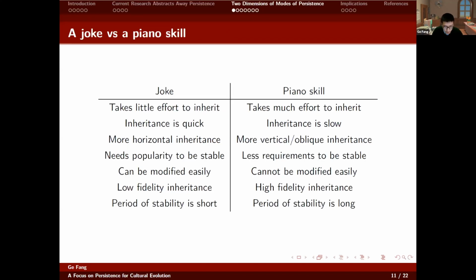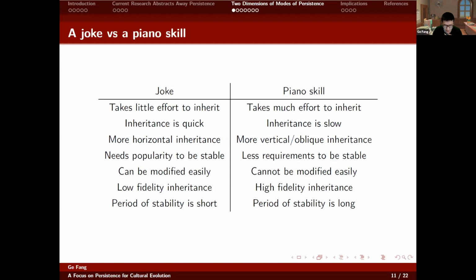Now that I have given a brief overview of how the current cultural evolutionary studies have largely overlooked the modes of cultural persistence, let's move on to look at how adding this focus can make a significant contribution to our understanding of how cultures transmit and evolve. Consider the following two kinds of culture, a joke and a piano skill. There are many differences in how these two cultures are inherited and how they evolve.